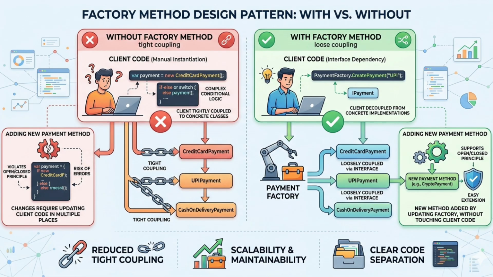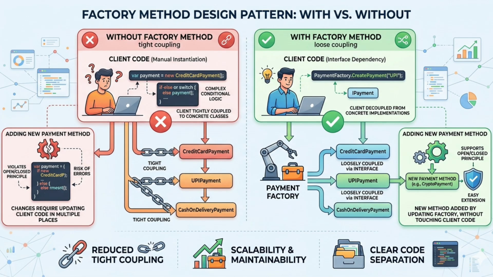In such scenarios, the code becomes cluttered with if-else or switch statements, especially when dealing with multiple object types. This not only reduces readability but also violates the open/closed principle, as adding new types requires modifying existing code. With the factory method pattern, the object creation logic is centralized in a factory class or method. Instead of directly instantiating objects, the client calls a method like paymentFactory.createPayment(UPI), which returns the appropriate object. This approach decouples the client from concrete implementations and allows the system to work with abstractions.